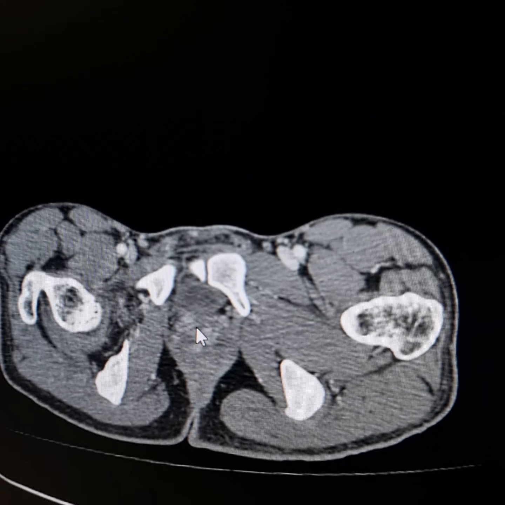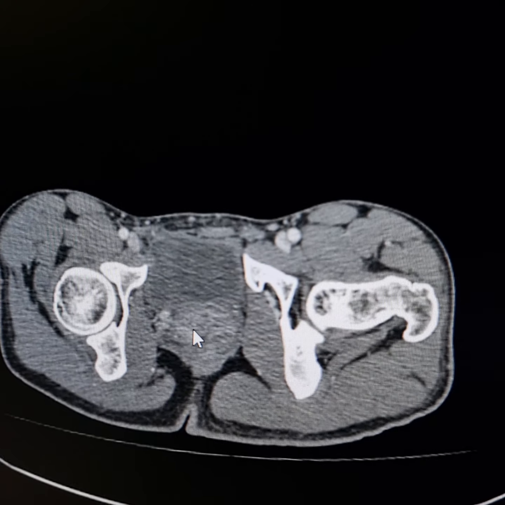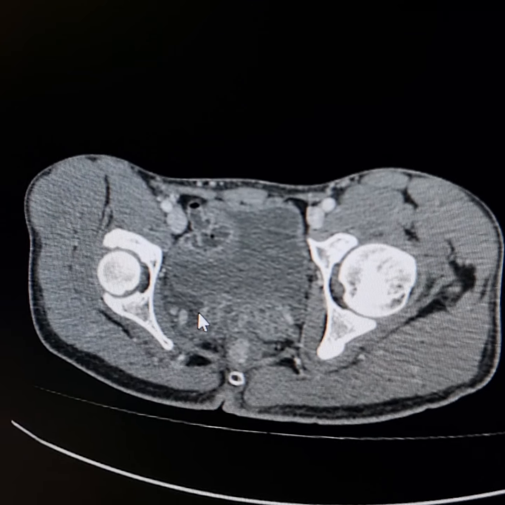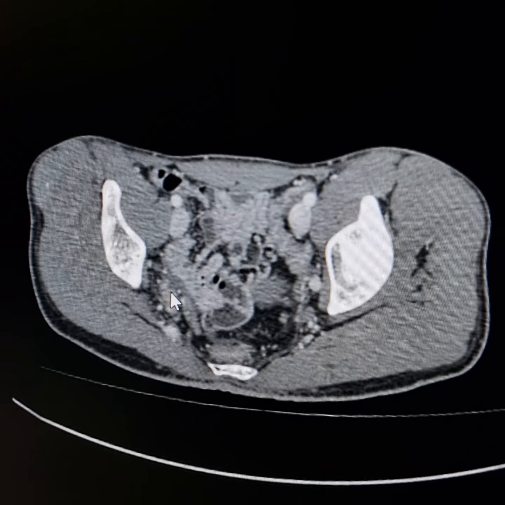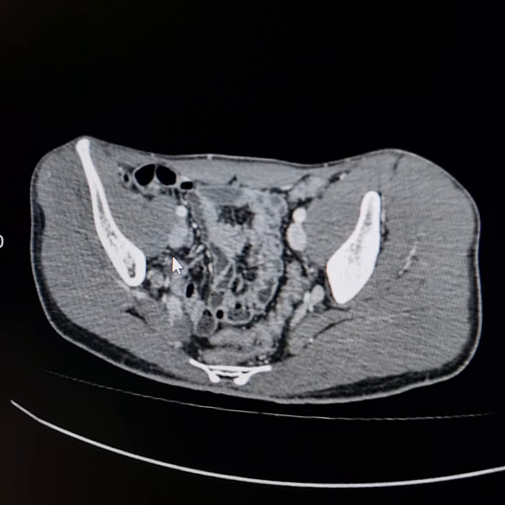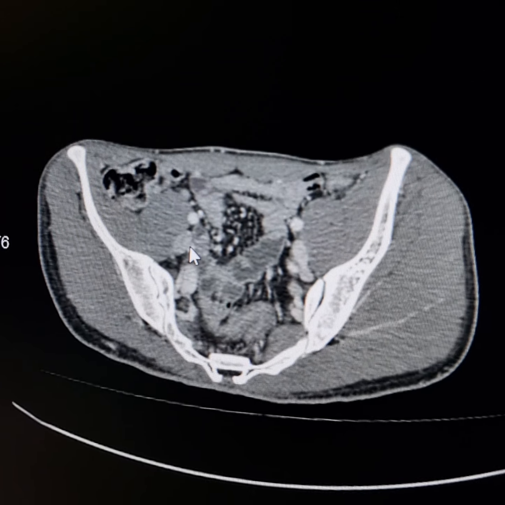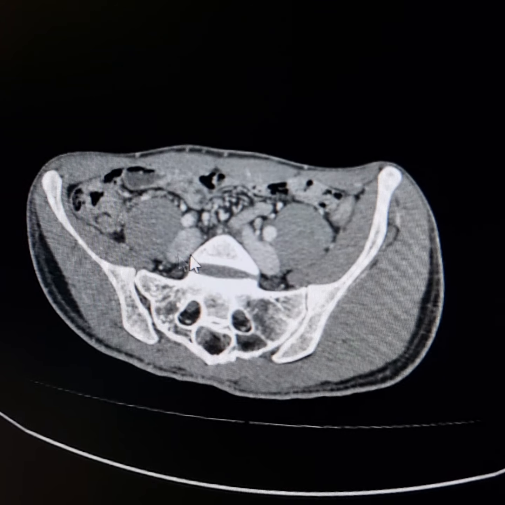Now please observe these veins inside and along the prostate, along the right seminal vesicle. This is the internal iliac vein, which ultimately drains into the left common iliac vein.